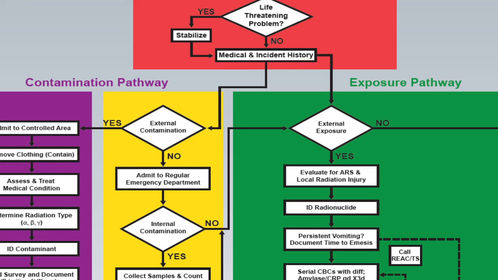And if the patient does not have external contamination or has internal contamination, the patient should be sent directly to the emergency department, where the patient should be assessed for acute radiation syndrome and localized radiation syndrome. The main thing to do is to get a baseline TBC and differential count done, and it should be repeated every 2 to 6 hours to look for lymphopenia and neutropenia.